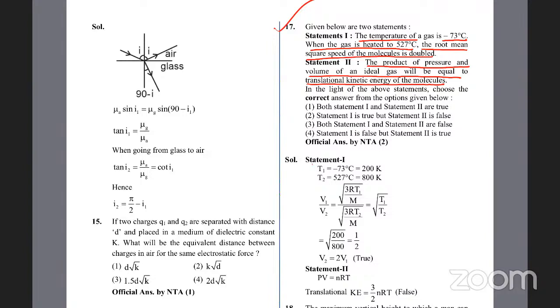So we know that T1 is given, T2 is given. What is the formula for root mean square velocity? Root of 3RT by M, molecular weight. If you apply that concept, V2 is equal to 2 V1, the statement is true. Statement 1 is true. But if you look at statement 2, we know that PV is equal to nRT, but the translational kinetic energy is 3 by 2 nRT. So that means statement 2 is false. So the answer is second one. Statement 1 is true, but statement 2 is false.